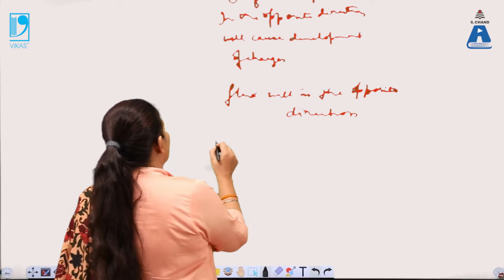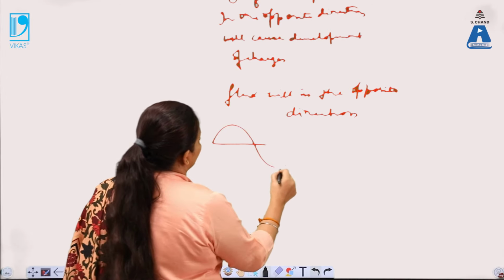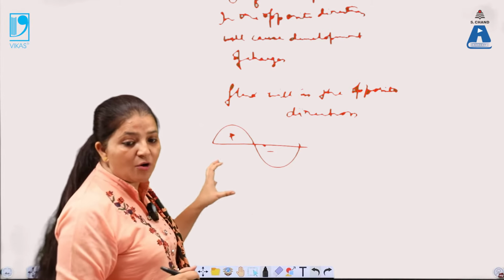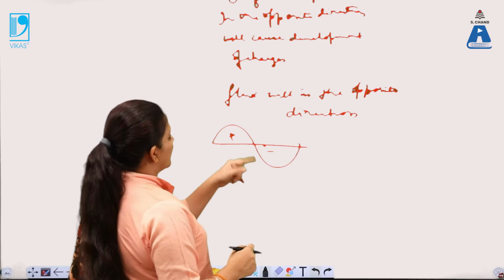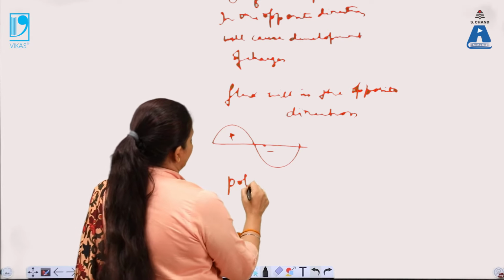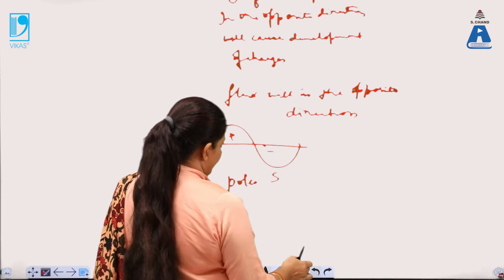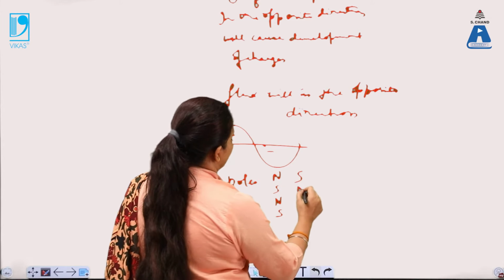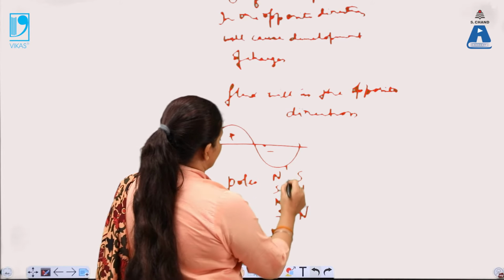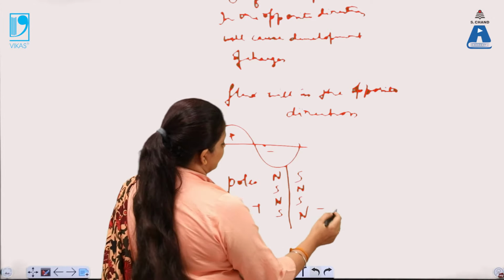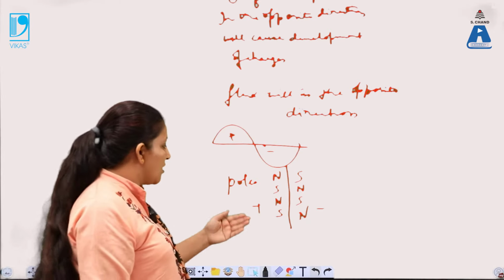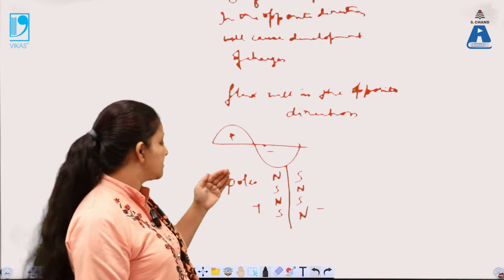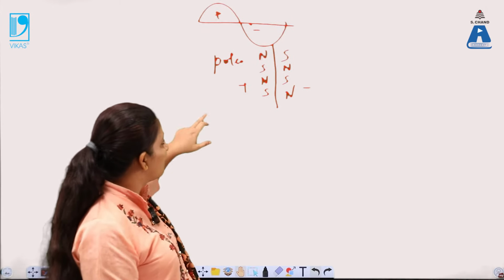So in this case, during the positive half cycle and during the negative half cycle, poles are developed on the magnet, means in both of the cases the poles are developed. In the first case there is NS geometry, and in the second case there is SN geometry. So that is for the positive half cycle, and this is for the negative half cycle. Means if the polarity is changed, the induction motor also operates, but with the negative polarity.